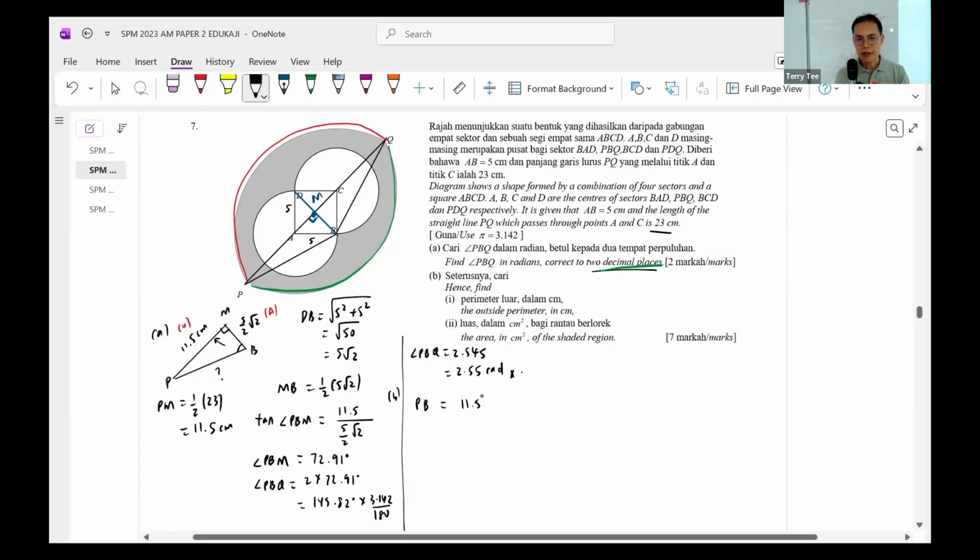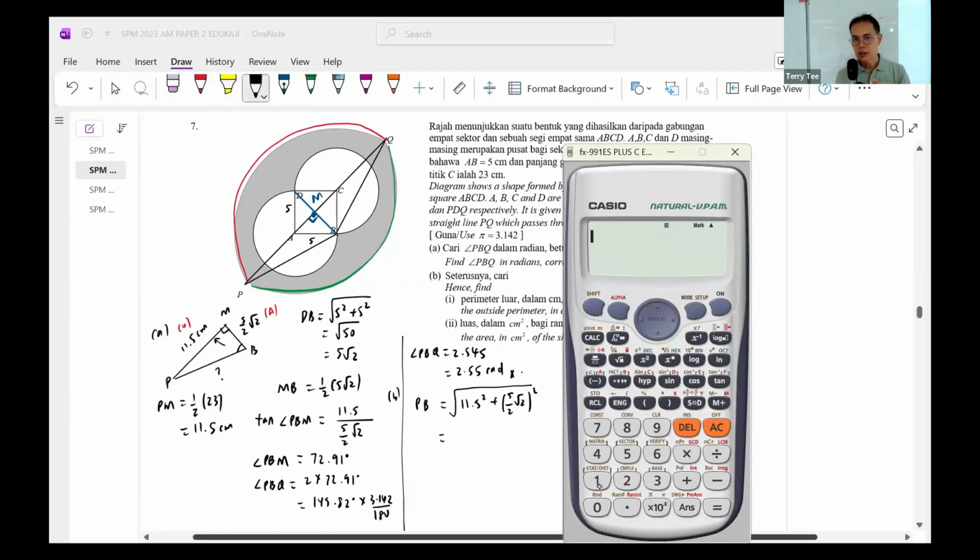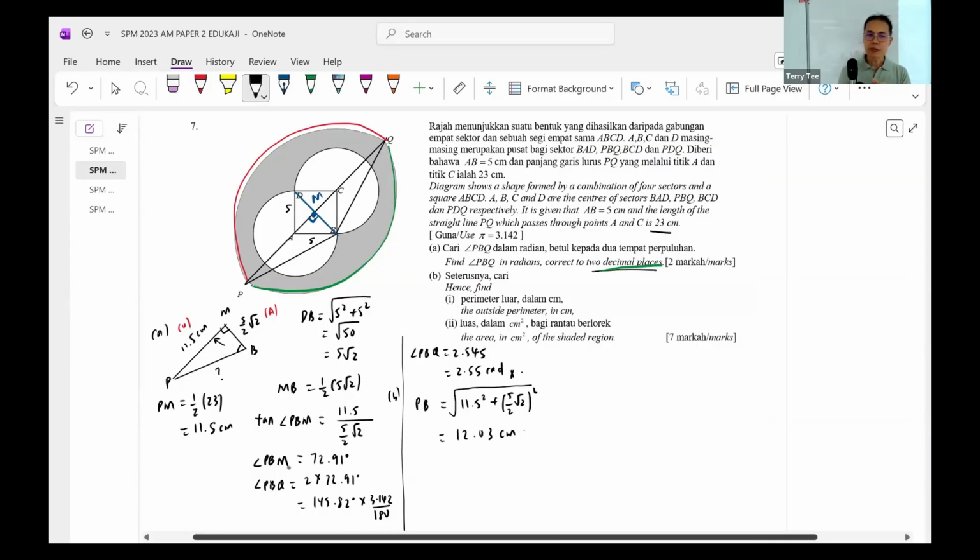Take 11.5 squared plus 5 over 2 root 2 squared. Okay, then you just put a square root over. Sorry, very small. I'm going to use my calculator here. 11.5 squared plus 5 over 2 root 2, and I'm going to square it. This will be, yeah, nice number though. Okay, not so nice number. I'll change the decimal. That's 12.03. Okay, so your PB represents what?